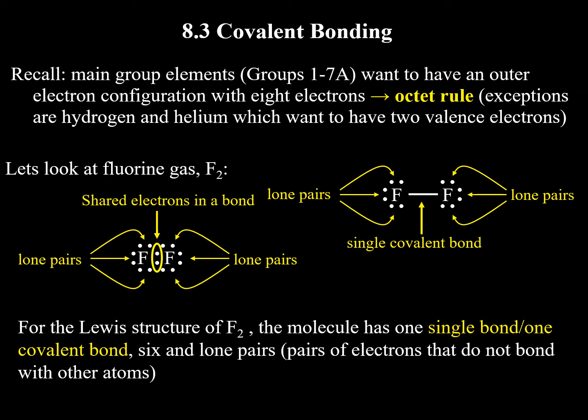So again, we have the octet rule. We want each element to have 8. Some exceptions, as I said in the previous example, are hydrogen and helium. Hydrogen only wants 2 electrons to be happy. So in this case, F2, we want to find the total valence electrons. If we look on the periodic table, fluorine has 7 valence electrons. It's a halogen, but there are 2 of them, so 2 times 7. We have a total of 14 valence electrons.